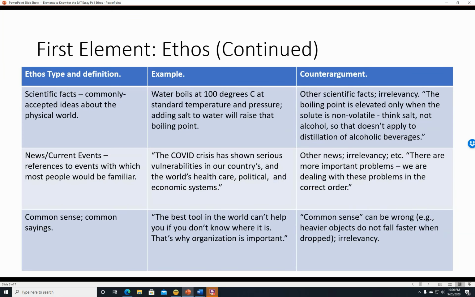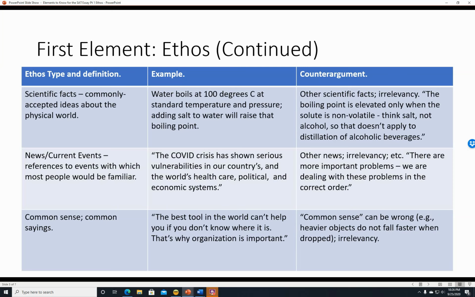Ethos, type and definition. On our next page here, scientific facts, commonly accepted ideas about the physical world. Well, water boils at 100 degrees Celsius at standard temperature and pressure. Adding salt to the water will raise that boiling point. It will also depress the freezing point. Other scientific facts could be used to argue against it, or that it's irrelevant.